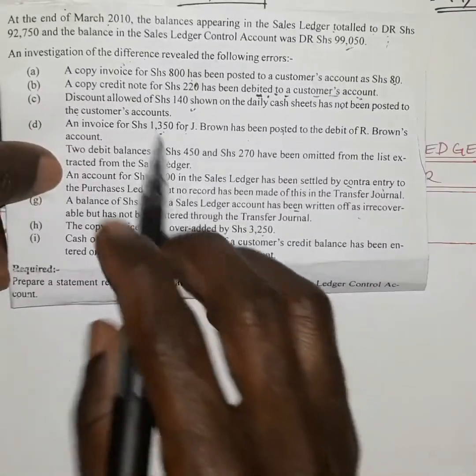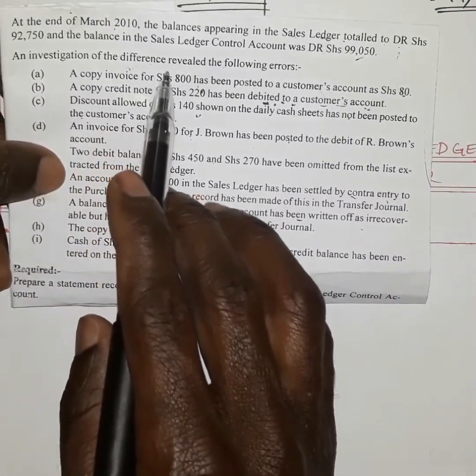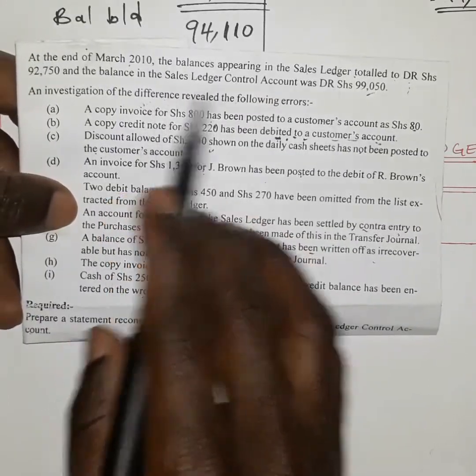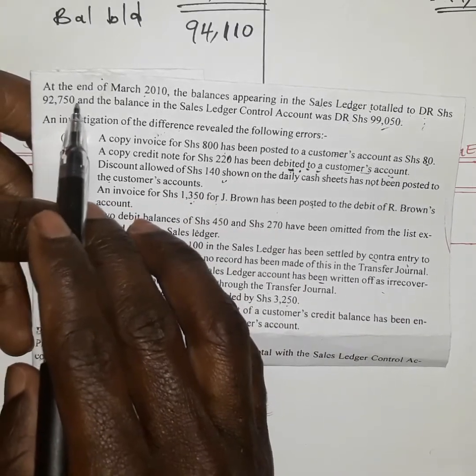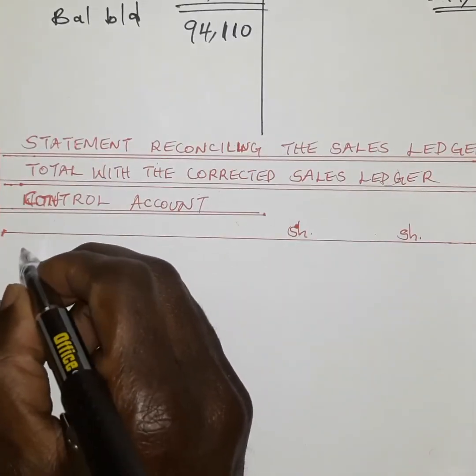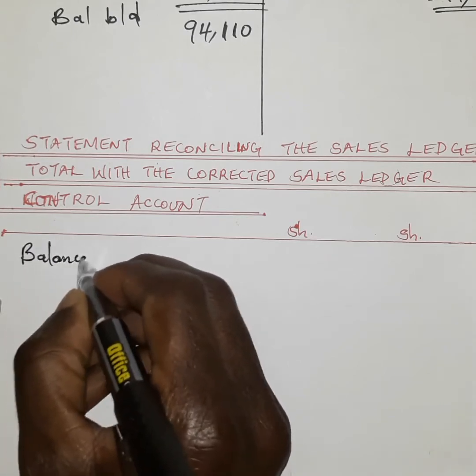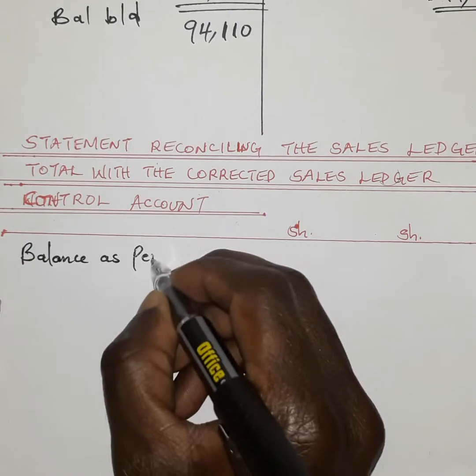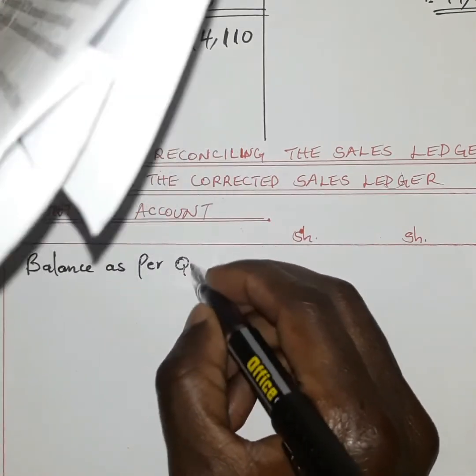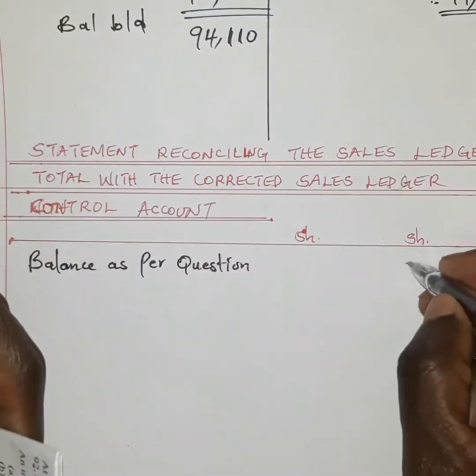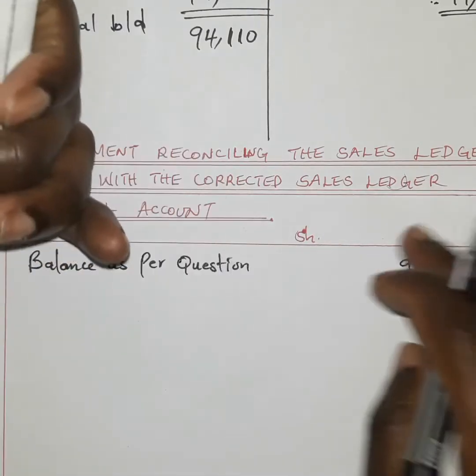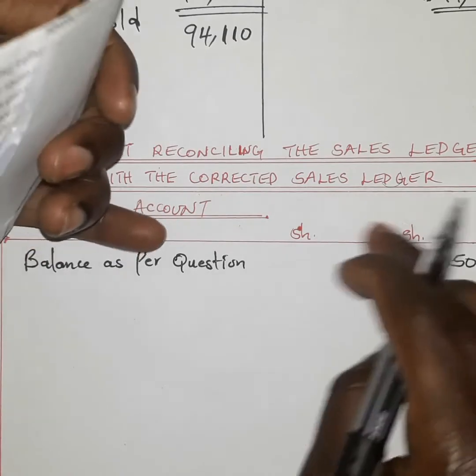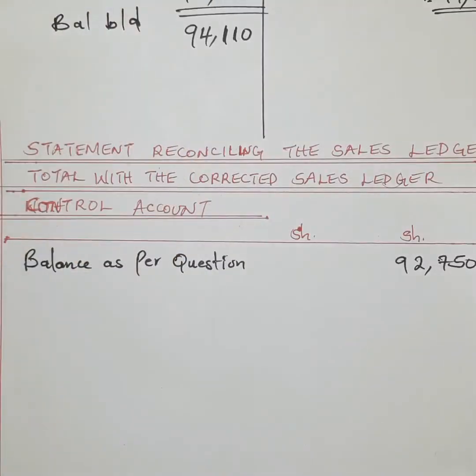first of all, you're supposed to have the balance of this sales ledger as given in the question. The question tells us that it has a debit balance of 92,750. So we're supposed to have the balance as per the question, which is essentially 92,750. So there's no element of debit and credit in this particular reconciliation. We are simply trying to create another column for additions and subtractions.